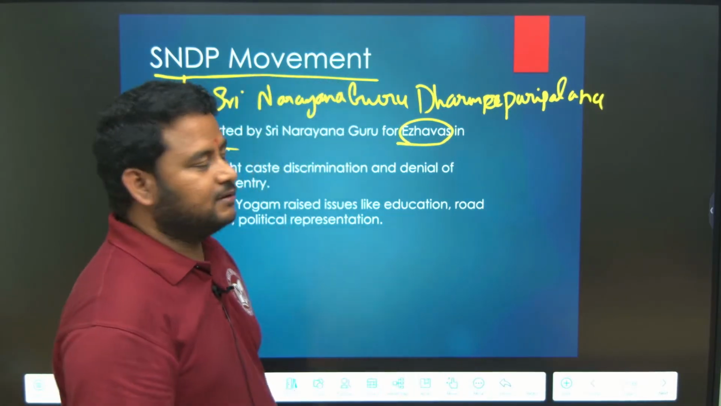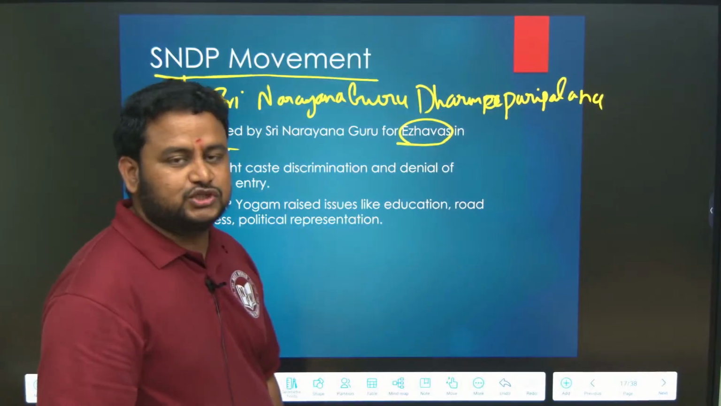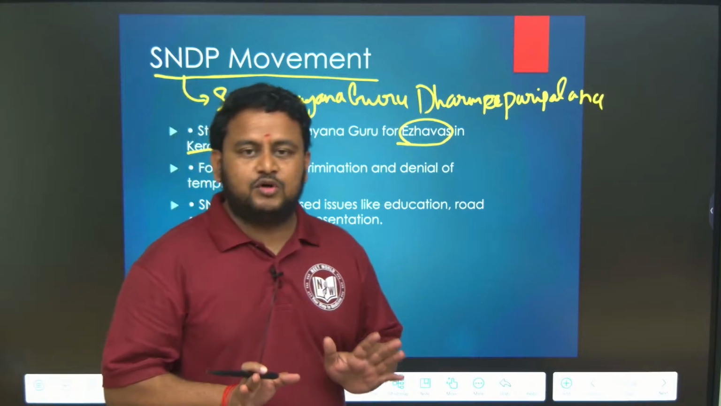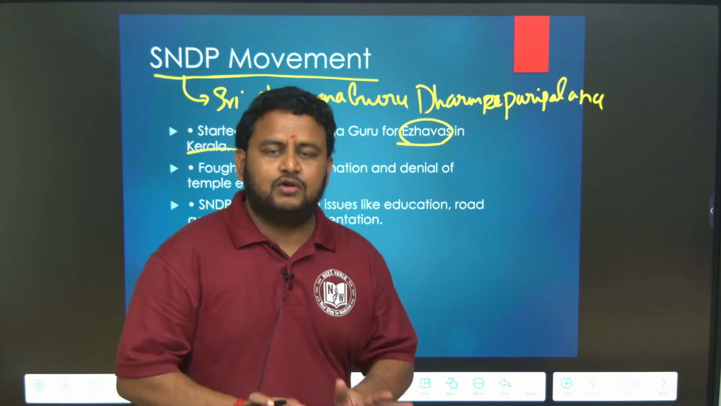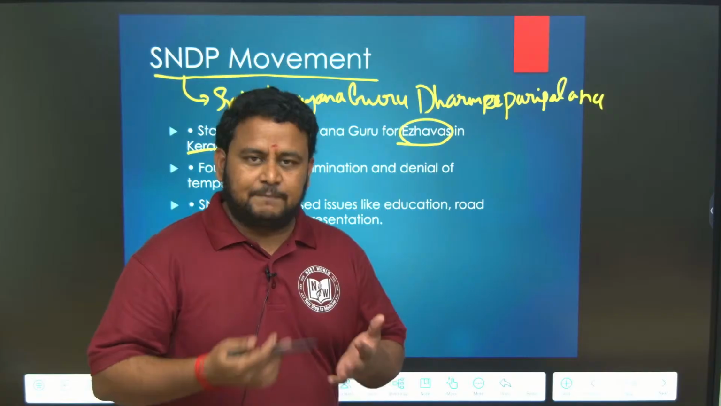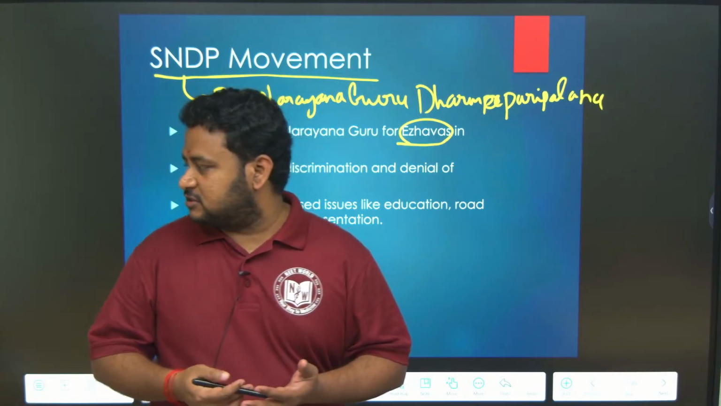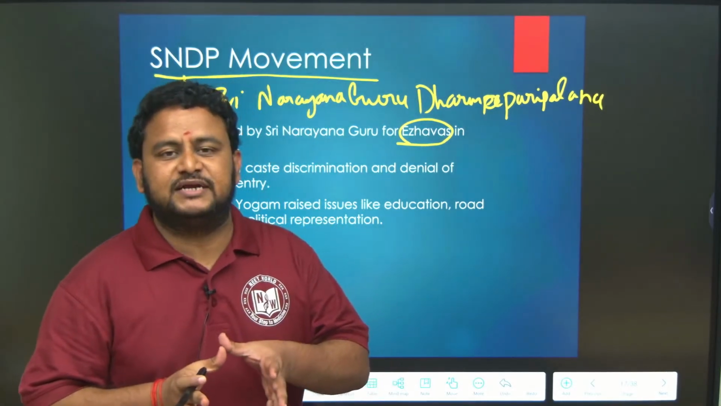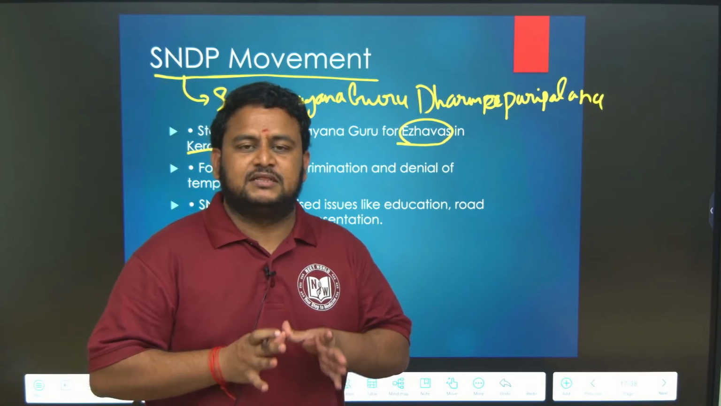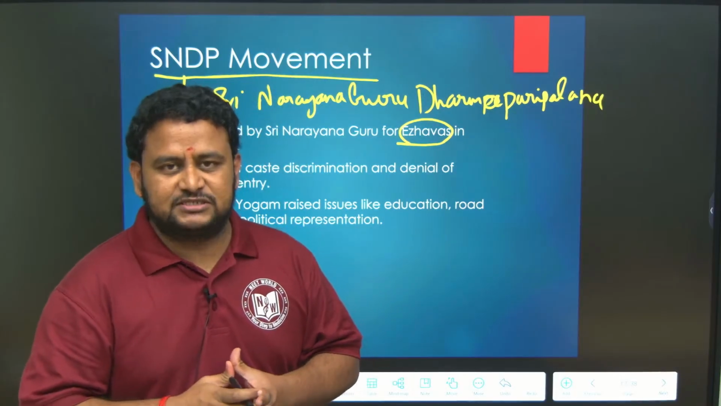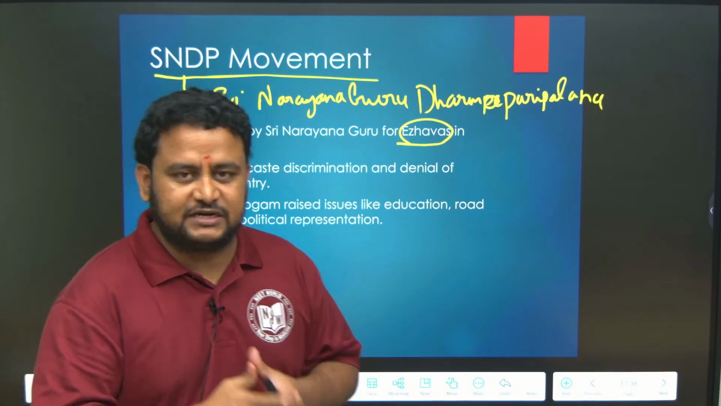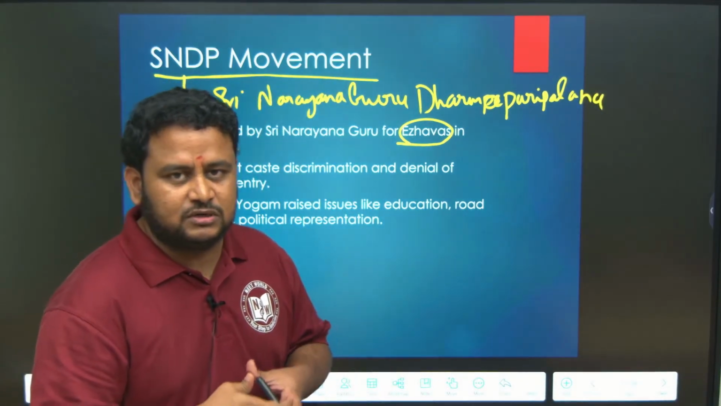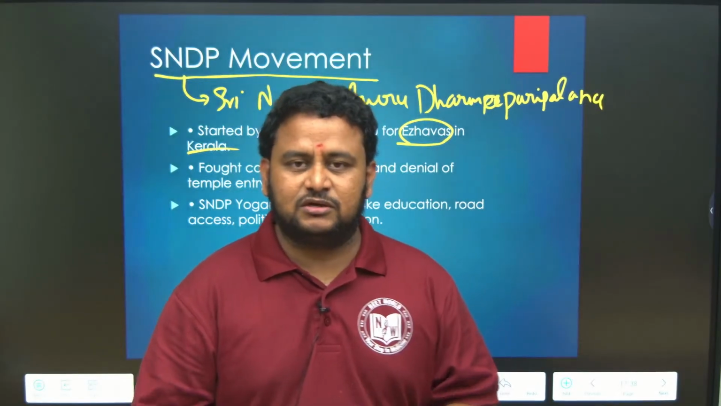Why was it started? Because the Ezhavas in Kerala faced social discrimination. They were treated as untouchables. Whatever I am talking about South India, most of it is about the lower caste people. The movement was started to uplift their social condition. So we are talking about the socio-religious reform movements mainly focused on South India. The main focus was the people of lower caste, because they were facing a lot of humiliation in terms of untouchability, no access to public places, no access to temples, no access to education, all these things.